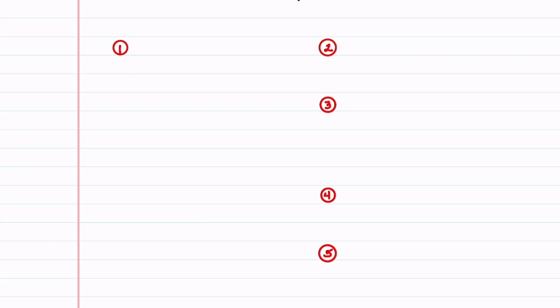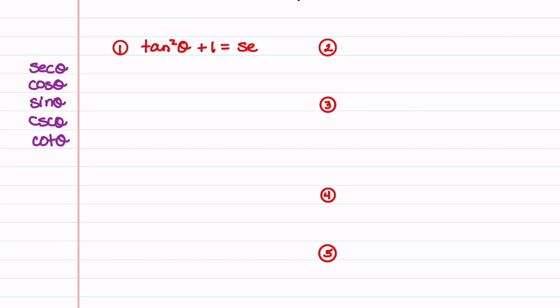The 5 trigonometric functions that we need to find are secant theta, cosine theta, sine theta, cosecant theta, and cotangent theta. We'll start by finding secant theta and use the Pythagorean identity tangent squared theta plus 1 is equal to secant squared theta. We'll bring secant squared theta to the left and write this as secant squared theta is equal to tangent squared theta plus 1.